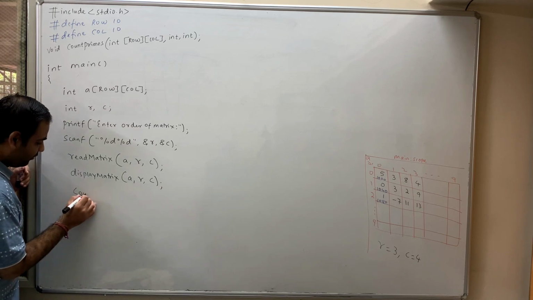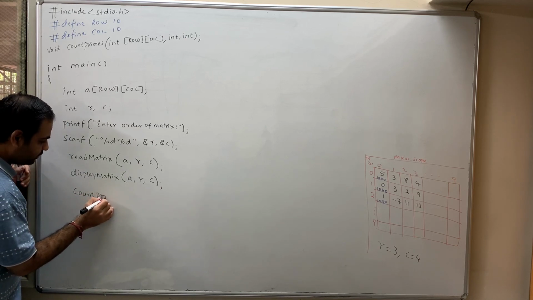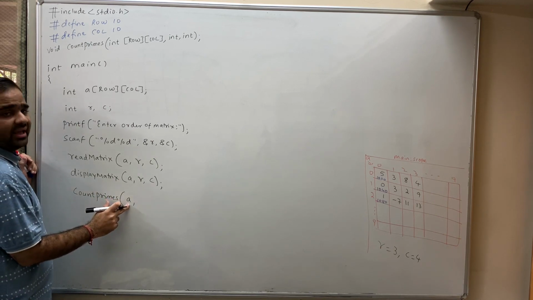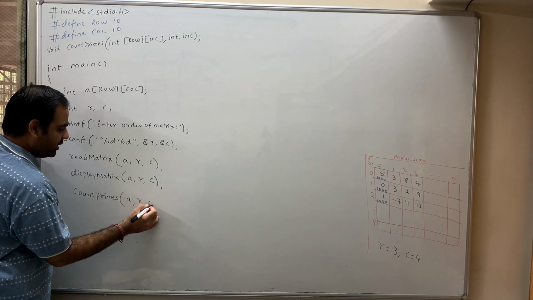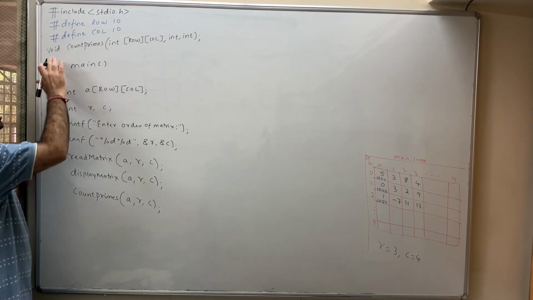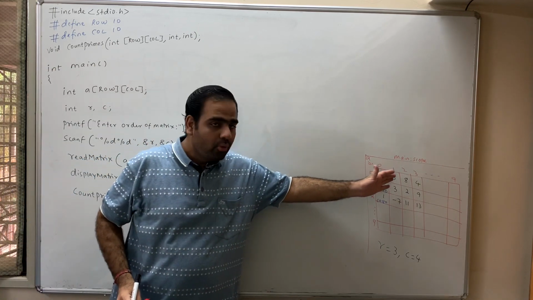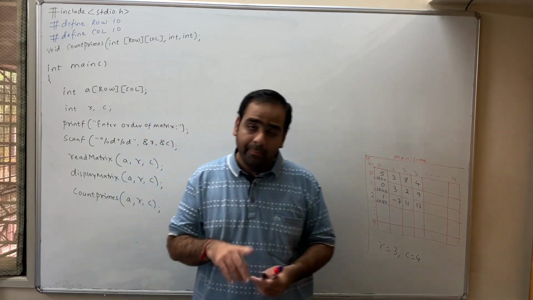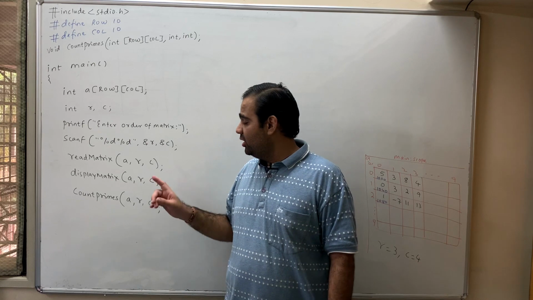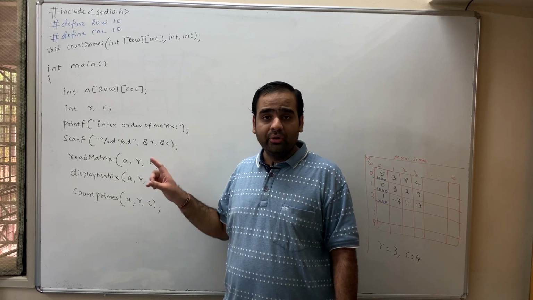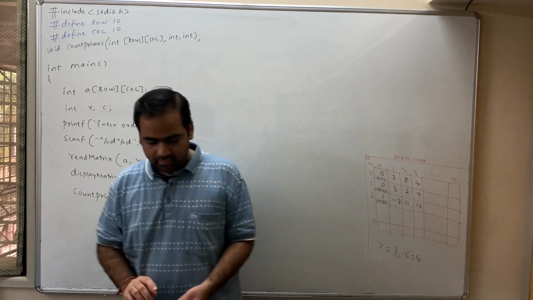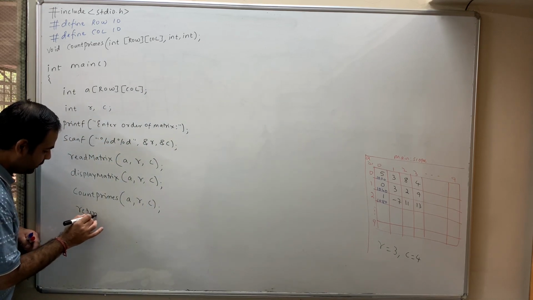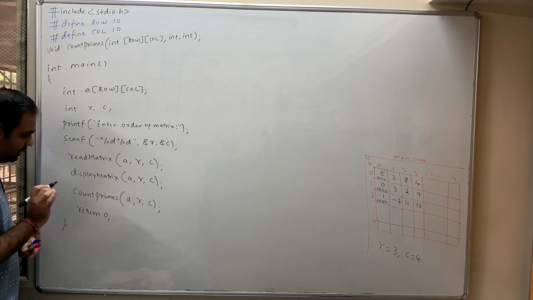Therefore I call the function here count primes. What is the first parameter? Integer two-dimensional array A, R number of rows and C number of columns. The return type is void because there are more than one possible answers and a function can return only one answer. But still, if you want to return the answer, you can put it in an array or you can put it in a list and return the answer. Then we say return 0 and this completes the main function.